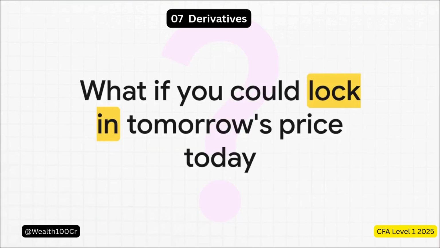To start, just think about this one simple question. Just imagine, what if you could decide the price of something you want to buy tomorrow, but you could fix that price today itself? What if you could do that? Just keep that thought in your mind.